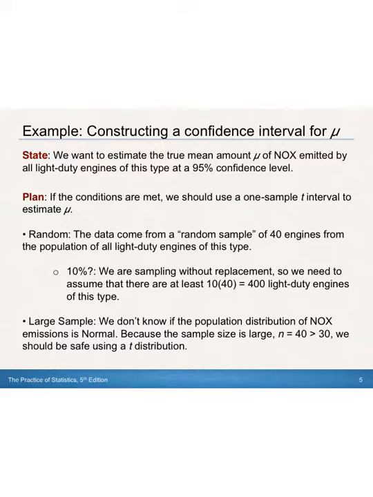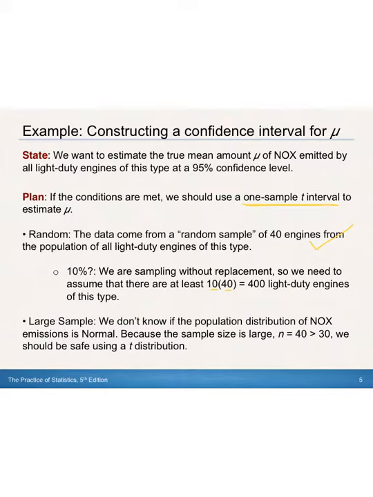So here's our state: we want to estimate the true population mean amount of NOx emitted by all light-duty vehicles of this type at a 95% confidence level. The plan is, if the conditions are met, we're going to use a one sample t-interval, and we know we need that because it's a mean and we only have the standard deviation from the sample. The three things we need to meet are random, 10%, and large sample. It said a random sample was given to you. For the 10%, we need to make sure 10 times 40, which is 400 light-duty vehicles, are not more than 10% of the population. There are plenty more than that on the road.